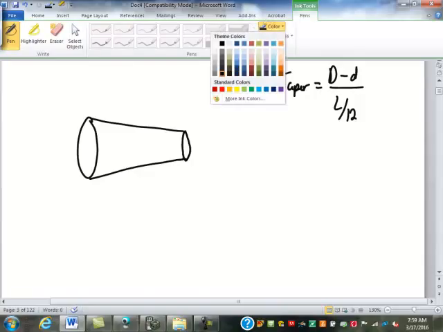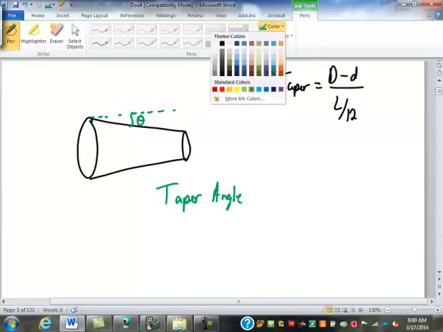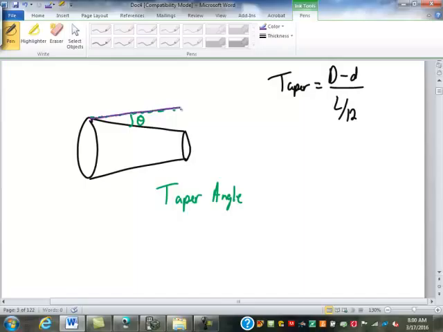Well, what we're going to be looking at here is finding that angle. It's called a taper angle. And what the taper angle is, if you're looking at this two-dimensionally, is you have this distance here, which is half of the difference in your diameters. It's the difference in your radius, but half the difference in the diameters. And this distance here, which is just the length of the piece. You had your L here.